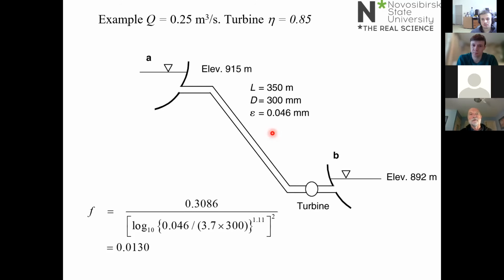Okay, here's an example. So we have point A at an elevation of 915 meters. We have a length of 350 meters of pipe, a pipe diameter of 300 millimeters, and a roughness of 0.046 millimeters. These are very typical numbers, and this value of the friction factor, 0.013, is a very typical value. The point about doing these examples is just to give you a sense of the importance of pipe friction in these calculations.